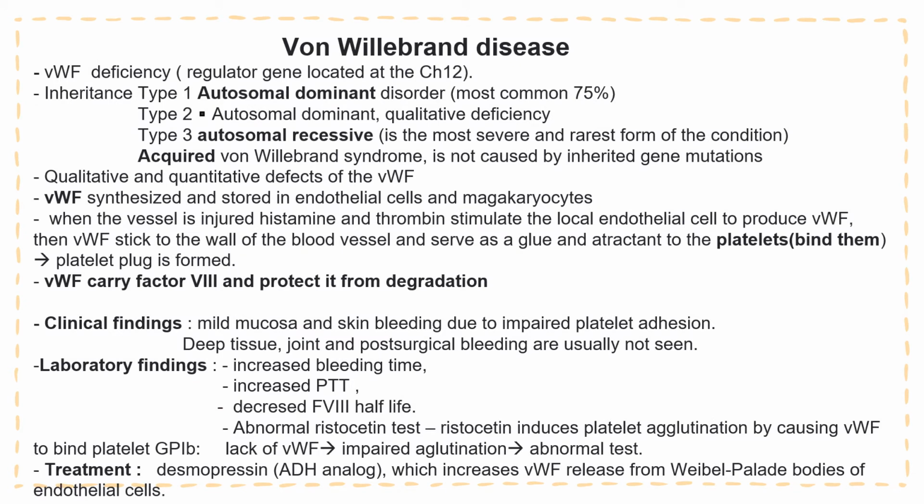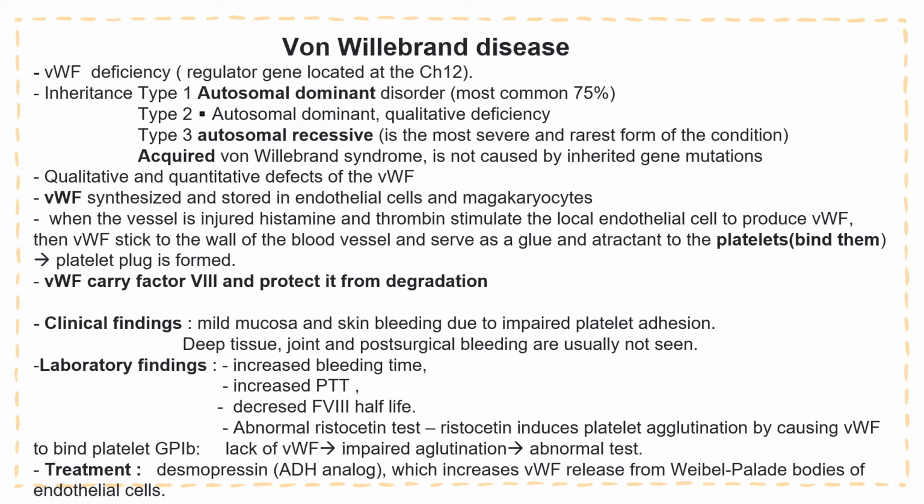Another pathology of the secondary hemostasis is von Willebrand disease. It's a deficiency of the von Willebrand factor, regulator gene located on chromosome 12. The inheritance can be divided into 3 types. Type 1 is an autosomal dominant disorder, the most common. More than 75% of patients with this disorder have exactly this type of inheritance.